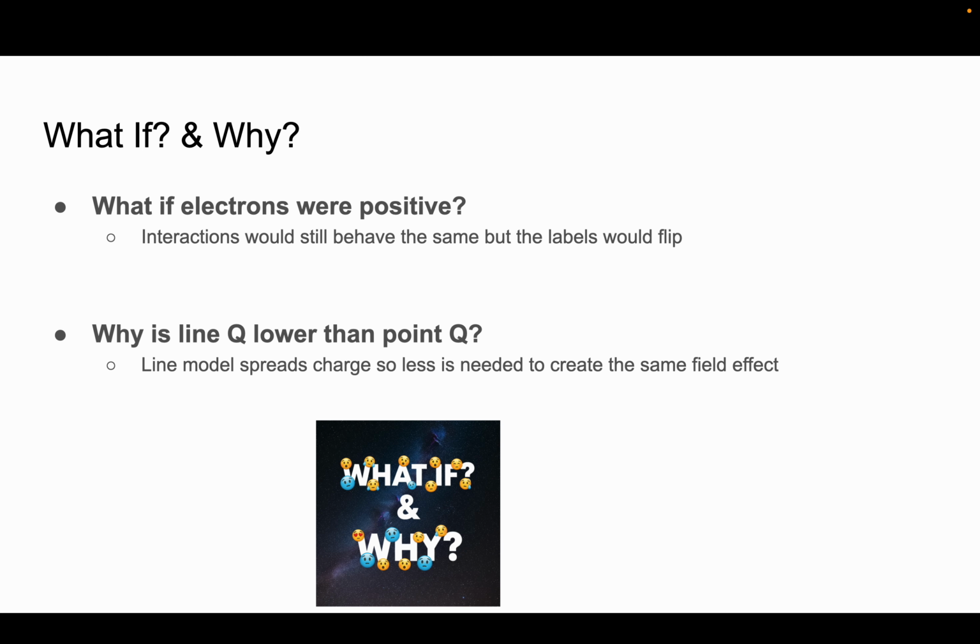And if electrons were positive instead of negative, the behavior wouldn't change. Attractive and repulsive forces still occur. The reason the line model needs more charge is that the force from each piece is weaker when spread out, so it takes more total charge to lift the tape.